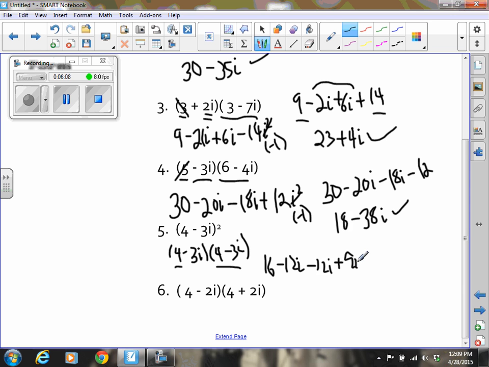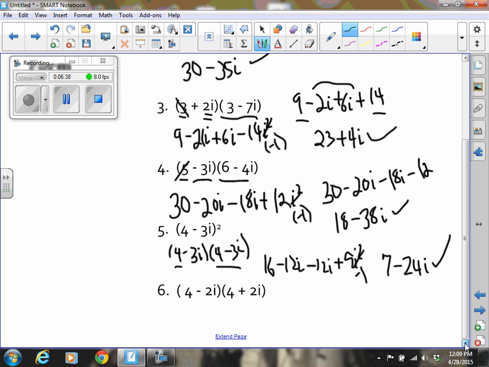Going to skip a few steps here because I think you've got me with my i squared, or I hope you do. i squared becomes negative 1. That makes negative 9. 16 minus 9 is 7. And negative 12i minus 12i is negative 24i. Had to check my math on that 7, make sure. There we go.